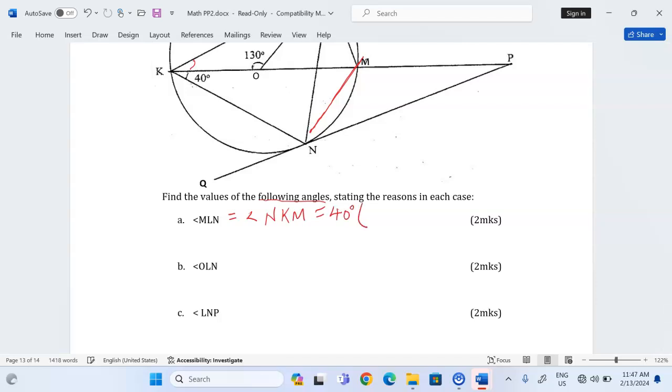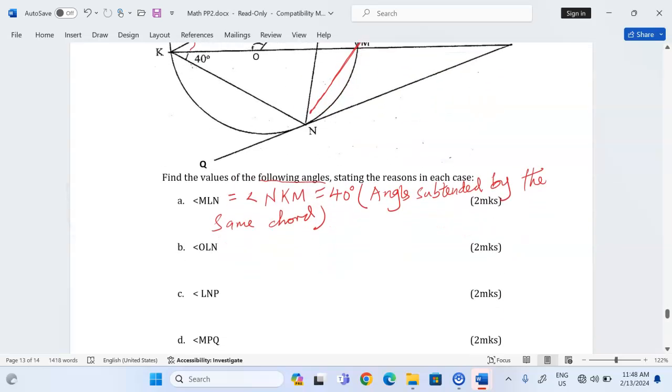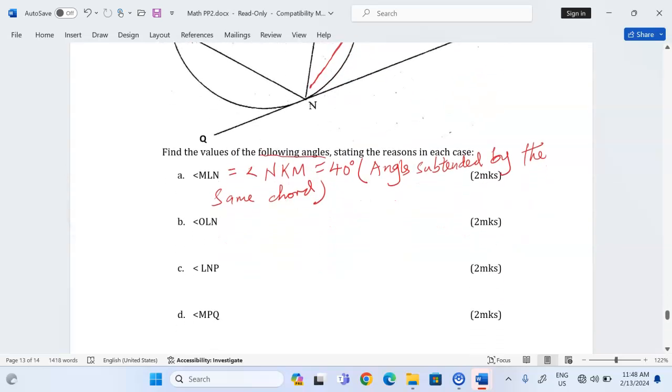And the reason for this is that these are angles subtended by the same chord, because it's known very well that angles subtended by the same chord at the circumference of a circle are always equal. The next thing is to calculate angle OLN.